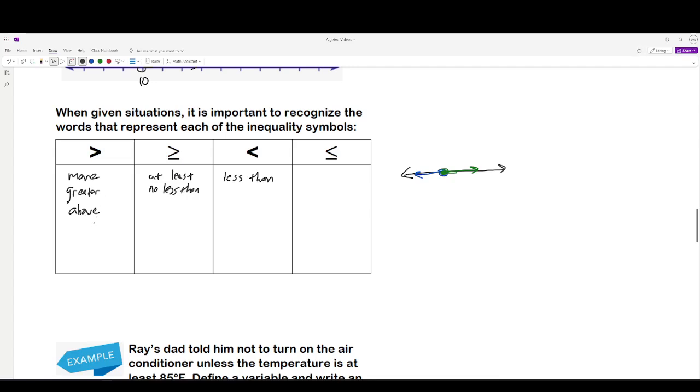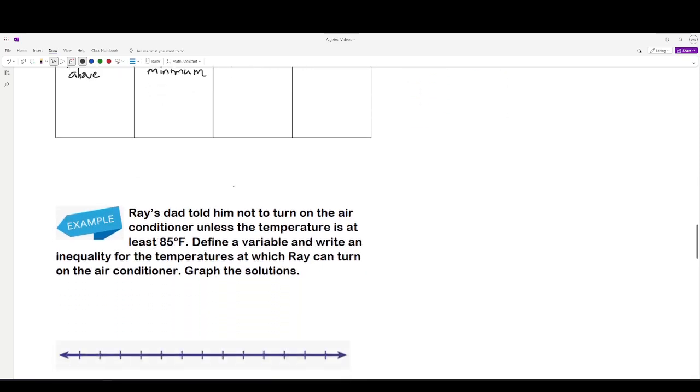Minimum would be that, I guess. So if I have a minimum of 5 people, that would be greater than or equal to 5. This one could have a maximum of that. This could be no greater than. There's lots of words that we use to represent these in word problems, so I hope you get the idea. This could be less than, below. Okay, we're gonna move on.